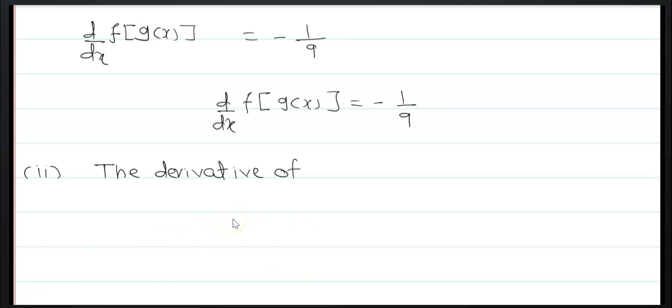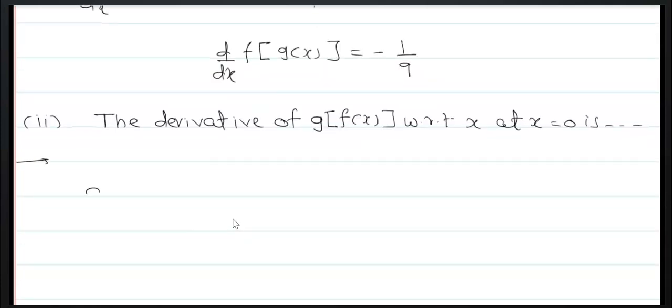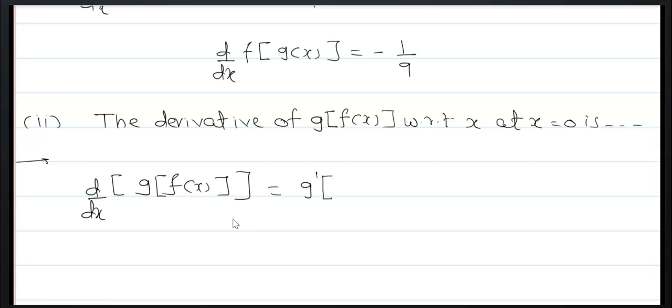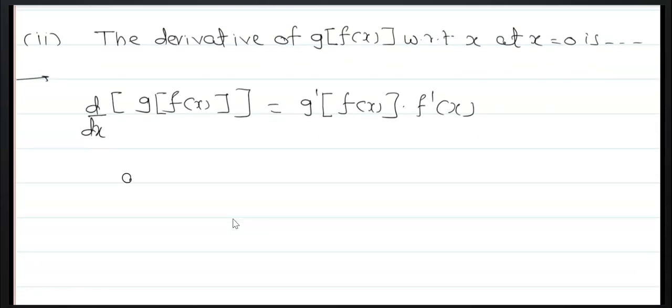Next is the derivative of g of f of x with respect to x at x equals 0. d/dx of g of f of x is g dash of f of x into f dash of x at x equals 0. That is g dash of f of 0 into f dash of 0.